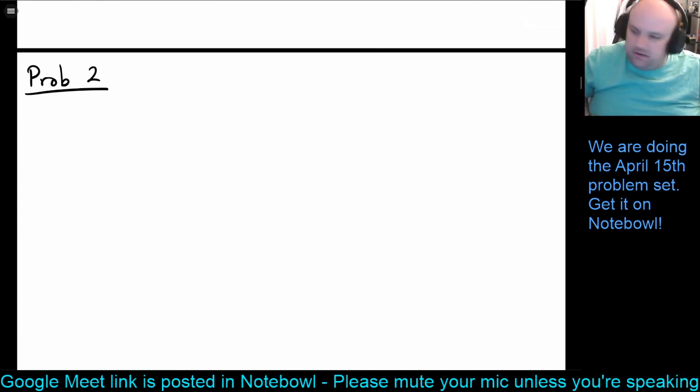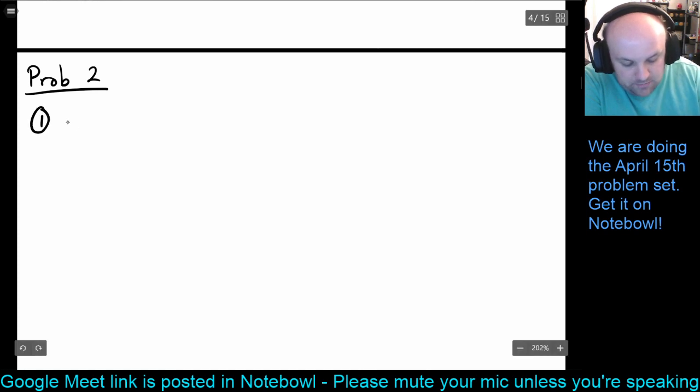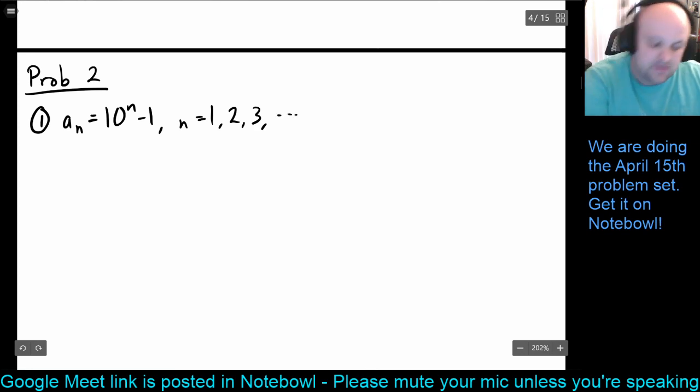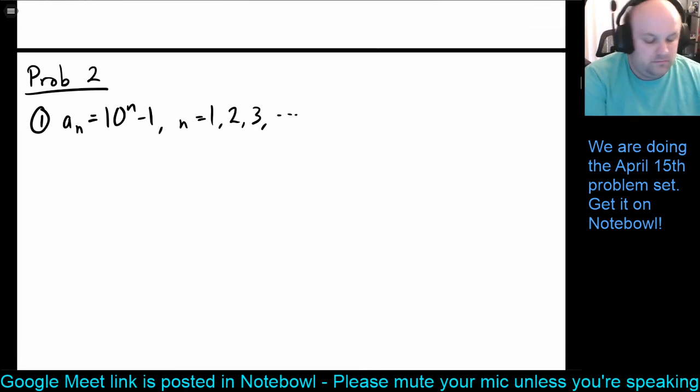And in problem 2 here, we just want to look at the limit of some sequences. So we're going to write a few terms of the sequence, and then we're going to try and find the limit of this. So here we have the sequence a_n is 10 to the n minus 1, and n is 1, 2, 3, so on. Okay. So let's write out the first 4 terms.